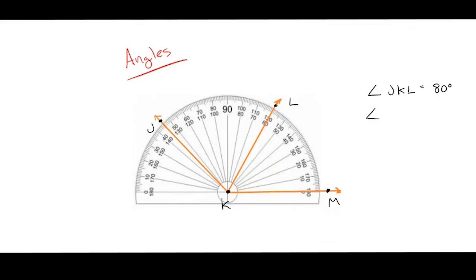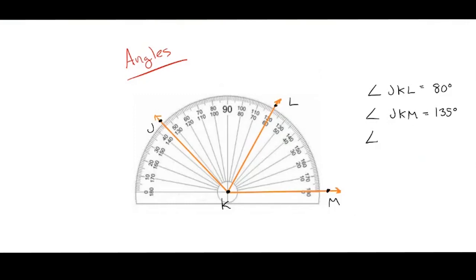What if I want the measure of JKM? Well, the measure of the angle that goes from here to here looks like it is right in between 140 and 130. So the number between 130 and 140 would be 135. So because it's a larger angle, it's going to be 135. I wouldn't be looking at the 40 and the 50 in this case.